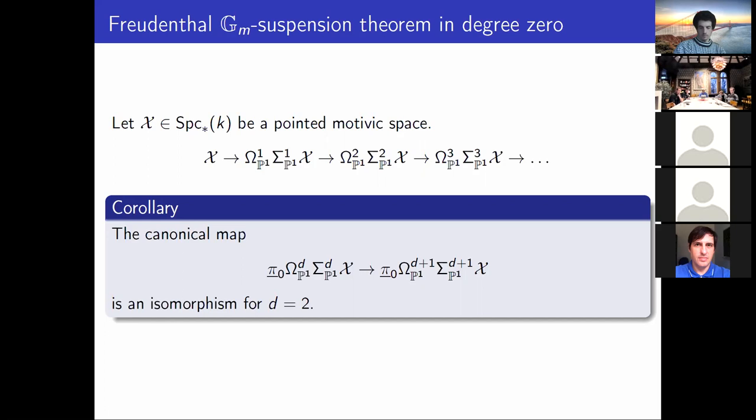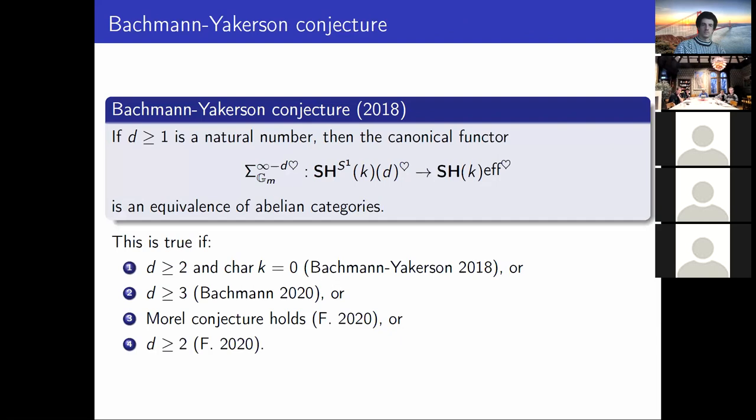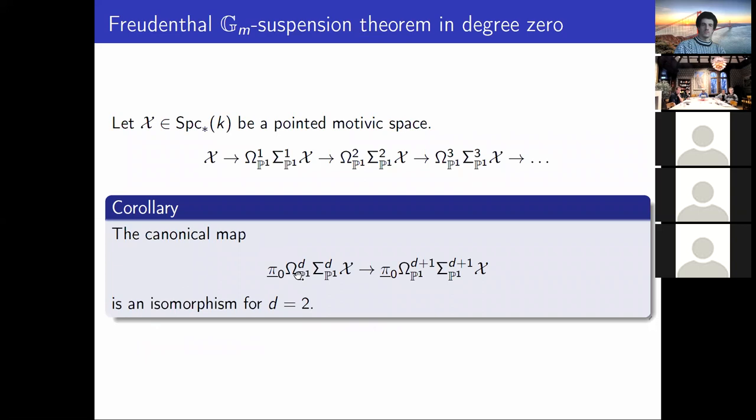So I have a question. This is labeled a corollary, but as I was following it, it seems to be a corollary to the conjecture of Bachmann and Yakerson, or what is it a corollary to? This is a corollary of the Bachmann and Yakerson conjecture. So this is basically proved by Bachmann, and Bachmann proved it for d equals 3, but according to what I did before, this is also true for d equals 2.